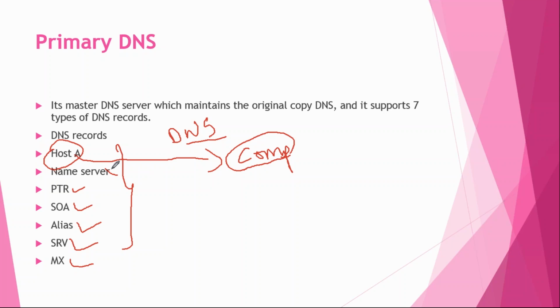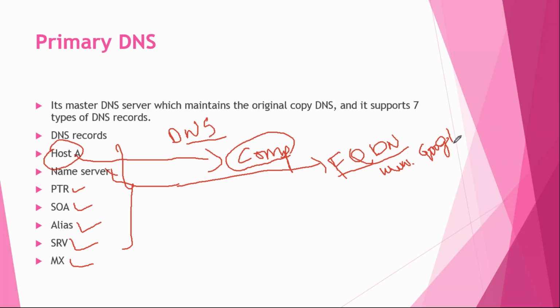Next is name server. Name server maintains the FQDN, fully qualified domain name. Just in the earlier slide we discussed FQDN, fully qualified domain name. Example, as I mentioned, www.google.com. So this website name is maintained as the fully qualified domain name.